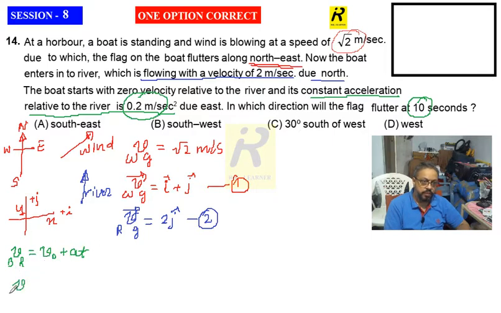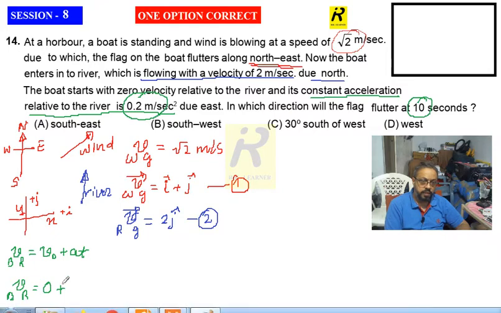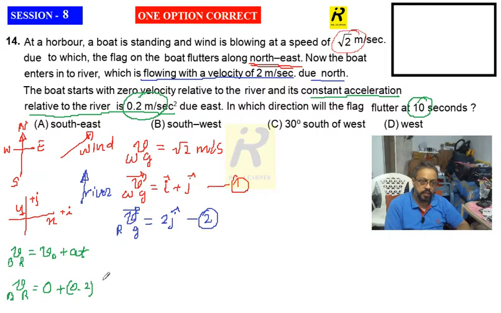So VBR equals the velocity of the boat with respect to the river. The boat's initial velocity with respect to the river is 0. It is said here the boat starts with zero velocity relative to the river. So it is 0 plus the acceleration of the boat, which is 0.2 meter per square second. I use simply 0.2, multiplied by t, the time after which I am finding the velocity, which is 10. So in total what I got is 2 meter per second.